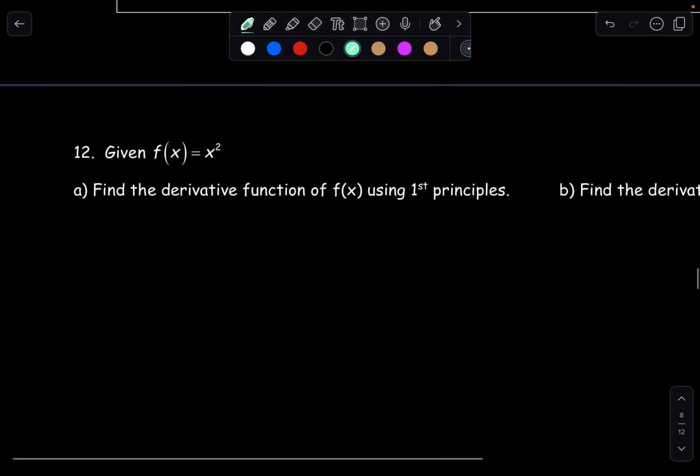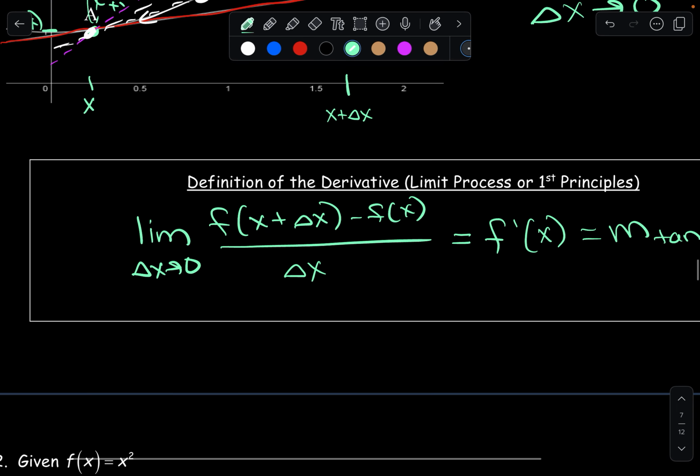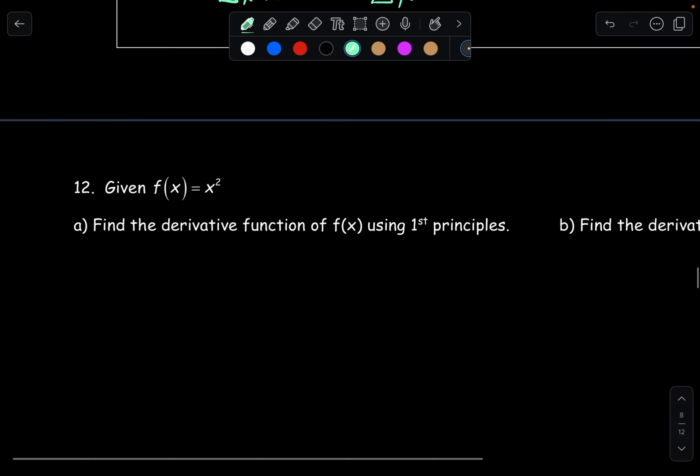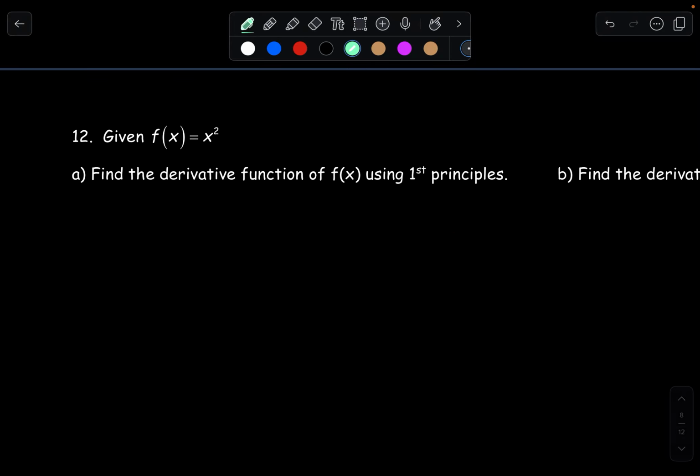So given f of x is equal to x squared, find the derivative function of f of x using first principles. So this is called first principles. It's also called the limit process, and it's called the definition of the derivative. So all three of those mean the same thing. Depending on the scenario, a question could present it any one of those three ways, okay? So let's go ahead and start.